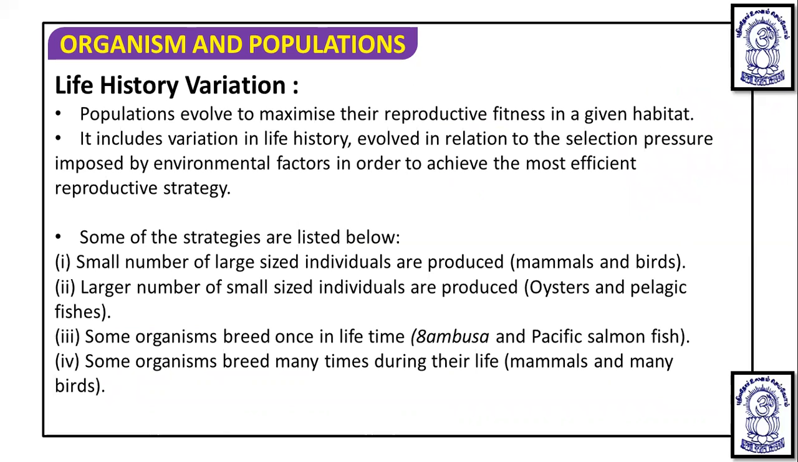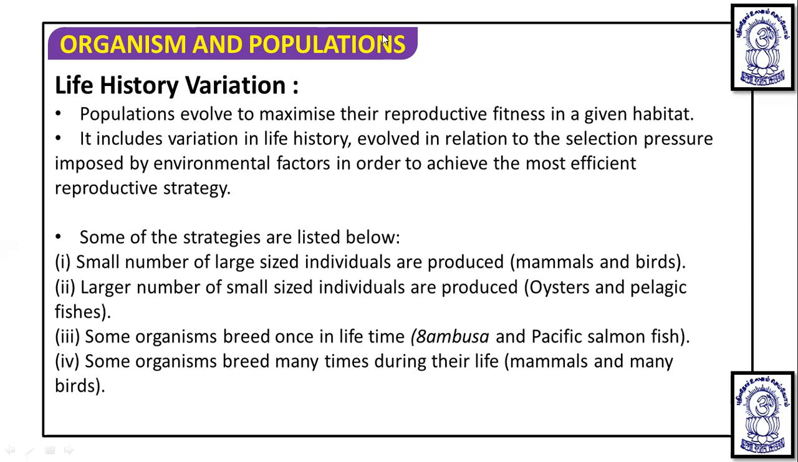Now we are going to the last topic in this population attribute, that is life history variation. Dear students, we know that populations evolved to maximize their reproductive fitness in a given habitat. Certain changes occur in the population to gain that maximum fitness. It includes variation in their life history, evolved in relation to the selection pressure, natural pressure, in order to achieve the most effective reproductive strategy so they can survive.